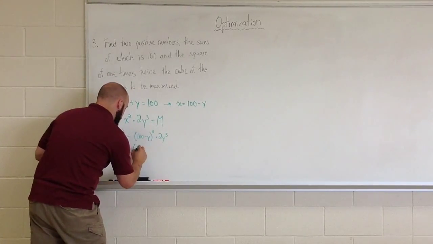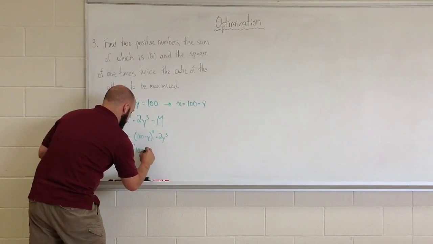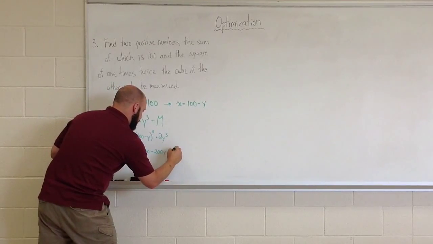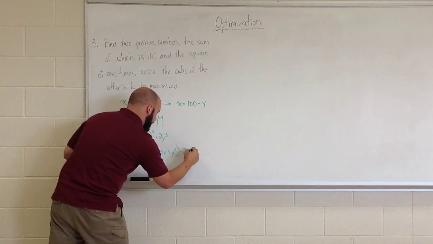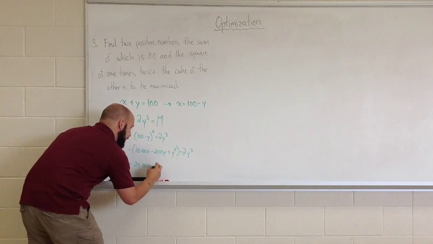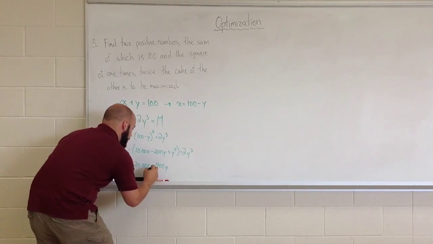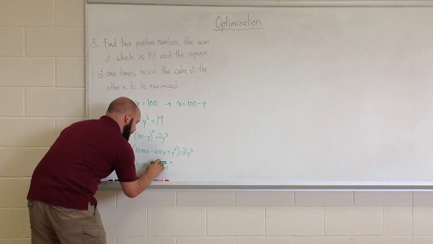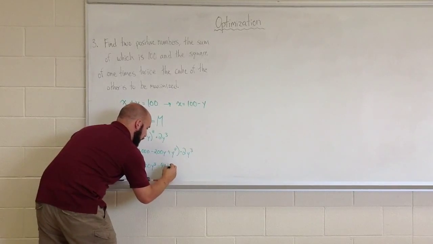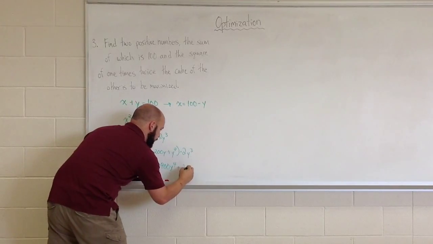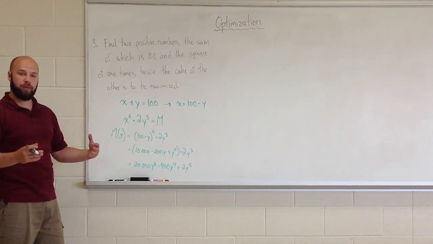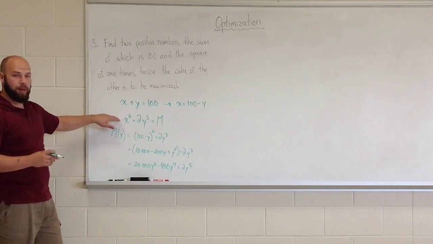Let's expand this. (100 minus y) squared should give 10,000 minus 200y plus y squared, all times 2y cubed. So we should then have 20,000y cubed minus 400y to the 4 plus 2y to the 5. And this is m of y that you can now find the derivative of and set that equal to 0 to make sure we're maximizing this value.